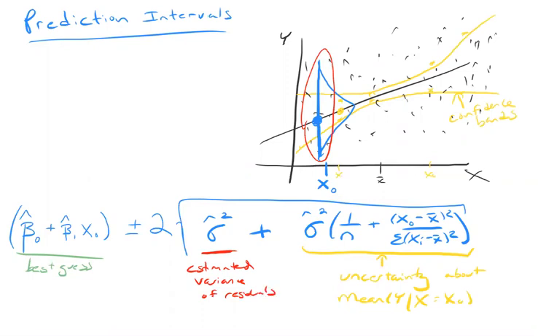My prediction interval for a particular value of x, in other words, x naught, is going to consist of my best guess, so beta naught hat plus beta 1 hat times x naught, plus or minus 2 times the square root of the variance that incorporates all of my uncertainty about where y should lie. Part of that uncertainty is exactly where the mean of y is. And then in addition to not knowing where the mean of y is, I have uncertainty about how far above or below the actual y data point will be.